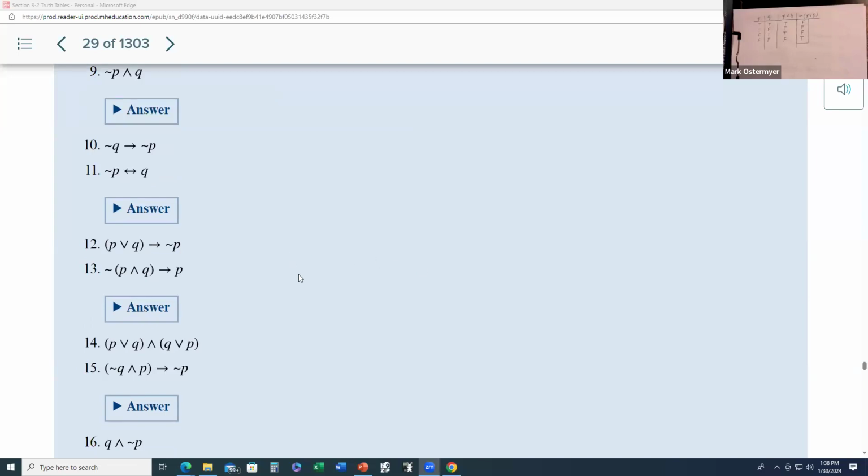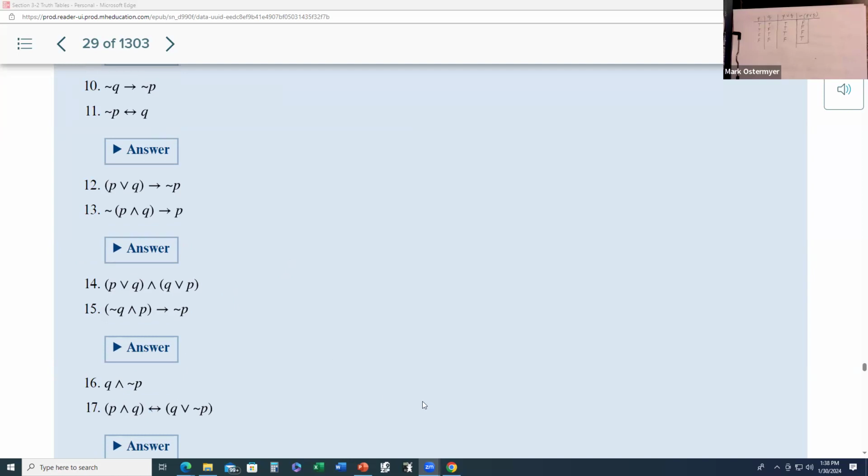All right, ladies and gentlemen, you want to try number 13, to see if you can build a truth table for this guy? What are you going to do first? Order of operations. The parentheses. Do the and first because it's inside parentheses. Then you do the what? Negation. And then you do the what? The if then. Agree? Okay. Go to it. See if you can do this. Put together that truth table for number 13.